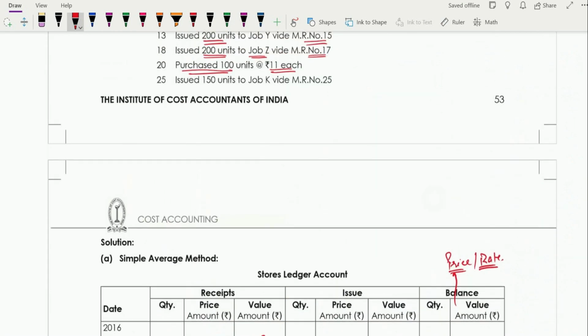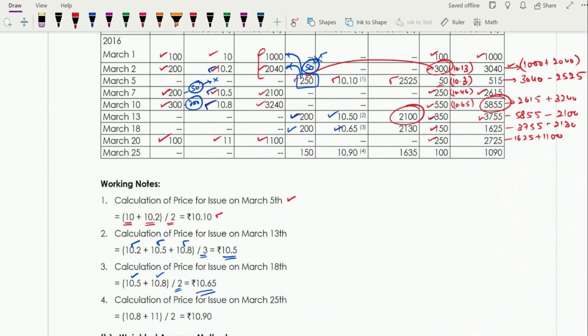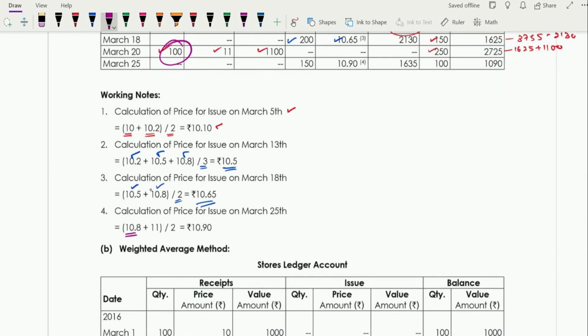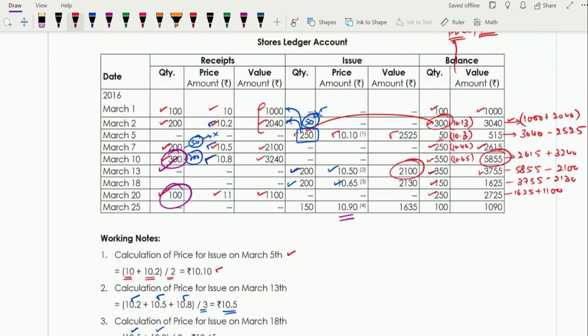Now on March 25, they have issued 150 units to job K. Now what will happen? For issue, what is left here? These units, which are the units left? This is left 300 plus 100, right? So we will be taking 10.8 plus 11. Clear? Divided by 2. So 10.9 is the rate at which you will issue. Clear? 1635. Leftover units are 100. And what is the value? That is 2725 minus 1635.